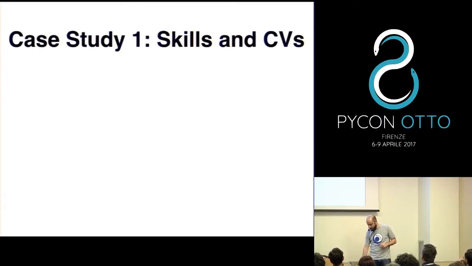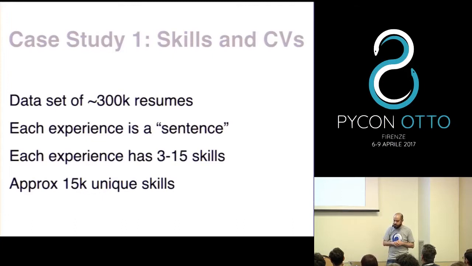So we had a bunch of resumes. Each resume has a number of experiences, and each experience has a number of skills associated to it. Essentially, we treat our experiences as sentences, and the skills are our terms. So we ended up with a vocabulary of about 15,000 unique skills.